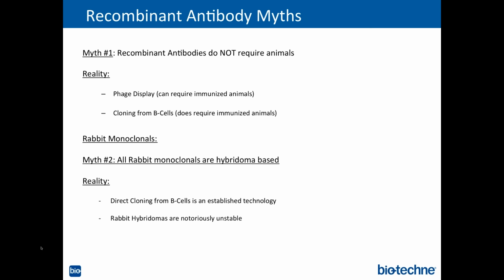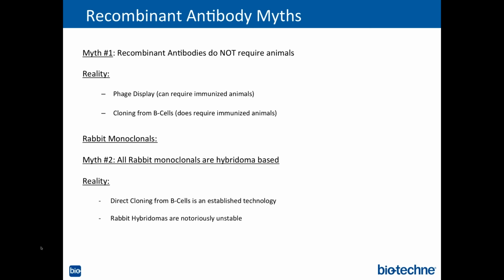The second one that we've run into with customers when we talk to them is there is this perception that all rabbit monoclonals are hybridoma-based antibodies. Again, that is not correct, as the B-cell cloning process that I'm referring to under the first point can also be used for the rabbit monoclonal recombinant system, and that's what we've actually employed in-house. So that is direct cloning from B cells, which is by now an established technology. Obviously, the second system is utilizing a fusion partner for rabbit B cells.